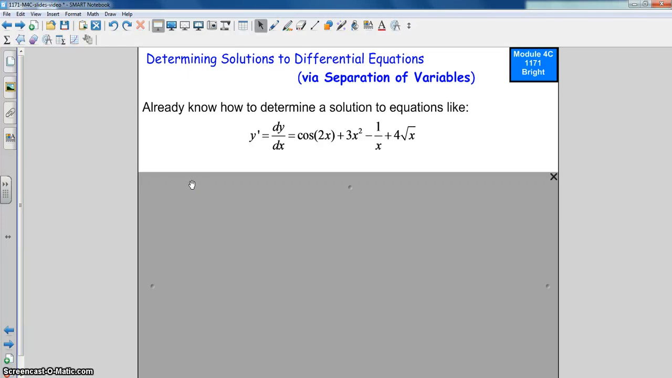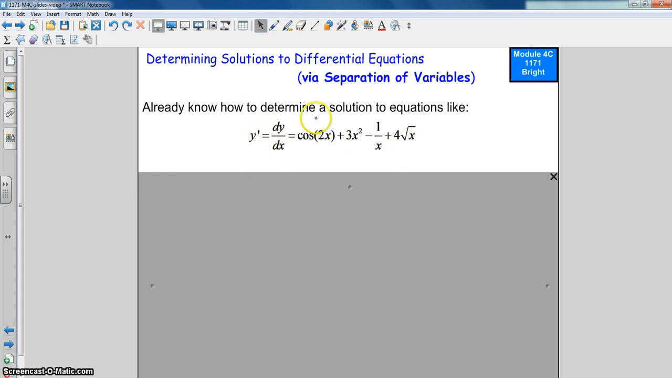In the last video, we introduced differential equations and talked about solutions and solution types, and introduced the terms boundary value and initial value. In this video, we're going to apply all that through the technique called separation of variables. In Modules 4a and 4b, we already discussed how to solve differential equations like this.